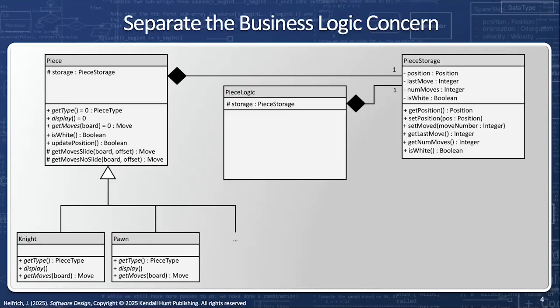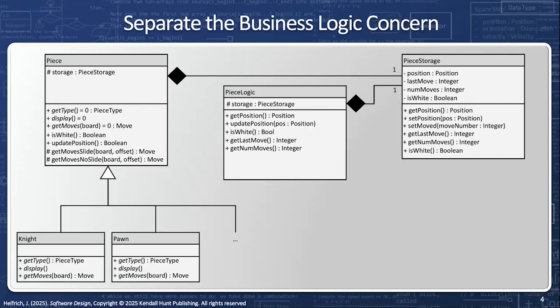And of course, it still works. I haven't really done a lot of work. All right, now that I have this piece storage working, the next thing I want to do is be able to have the piece class access the piece storage, but now it's going to go through the piece logic, which means I have to have a bunch of pass-through methods.